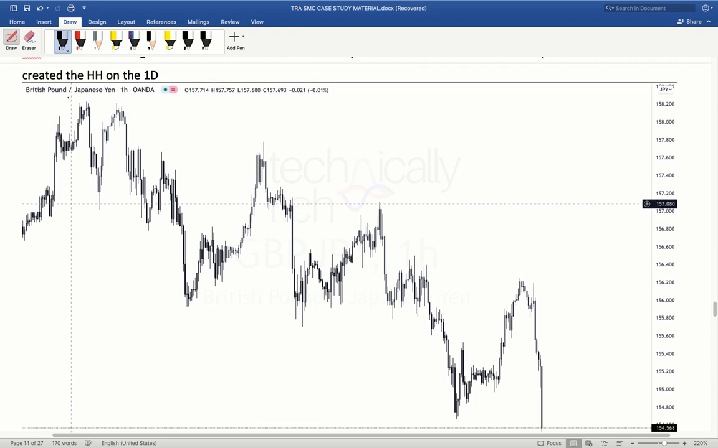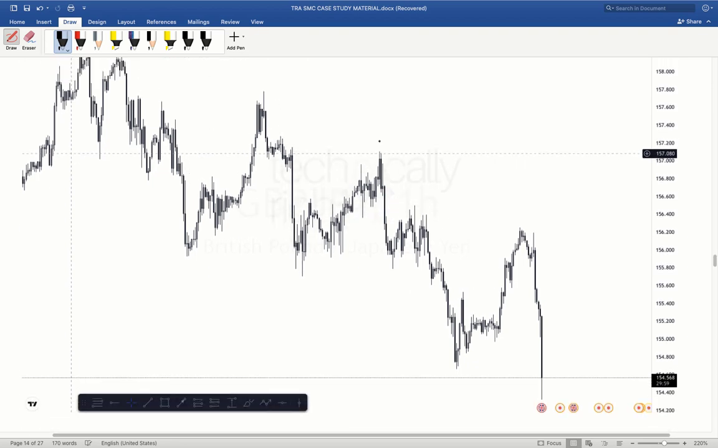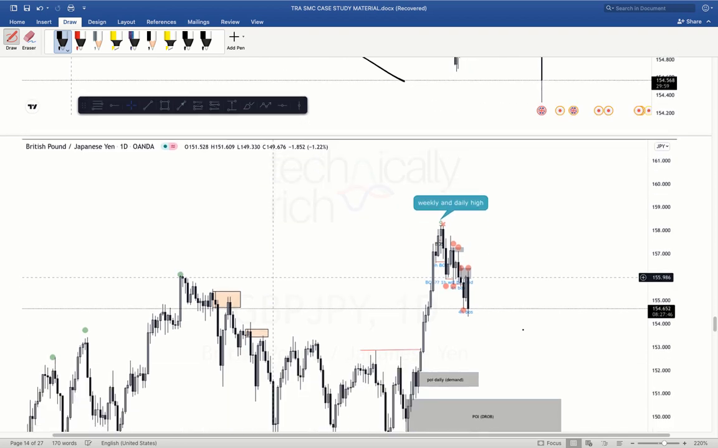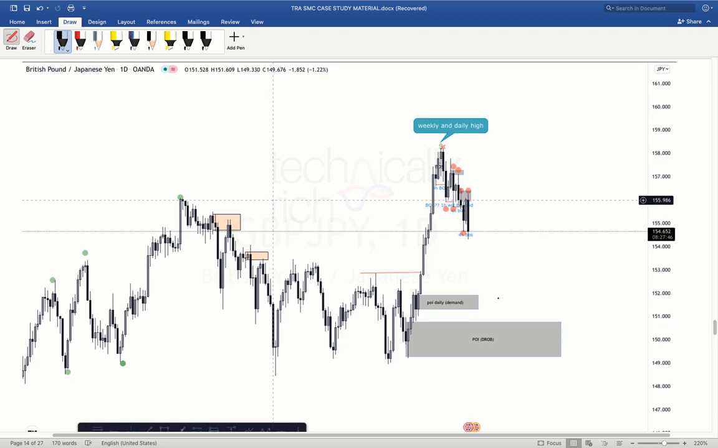Now this is the 1 hour time frame. You can see that here. You see how the market is trending downwards strongly. We're having some sort of order flow here. Very strong downtrend. If you look closely, you notice yes, we have the weekly and the daily high somewhere around here.